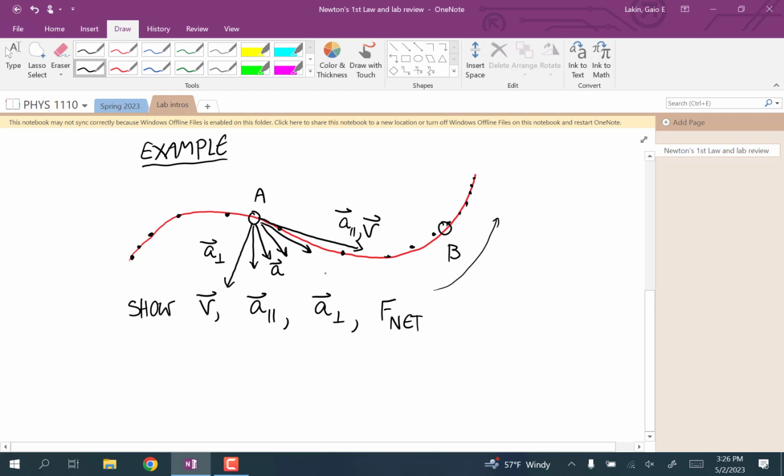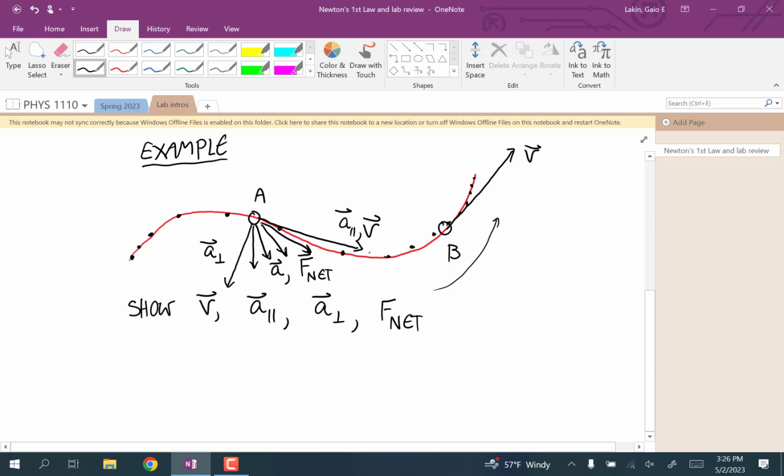And if the acceleration is somewhere in that direction, then the net force has to be whatever direction the acceleration is. And so without saying in words whether this object is speeding up or slowing down at A, we can tell from these snapshots that it's speeding up at A. And at B, what can we tell? Well, the velocity is this way.